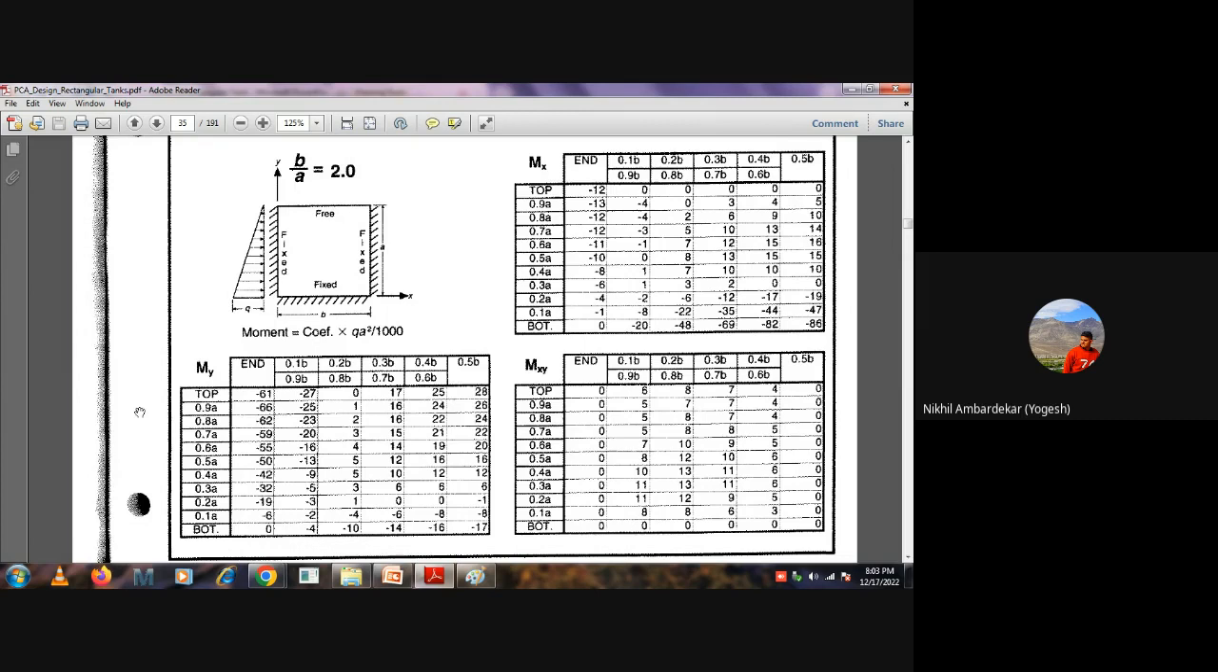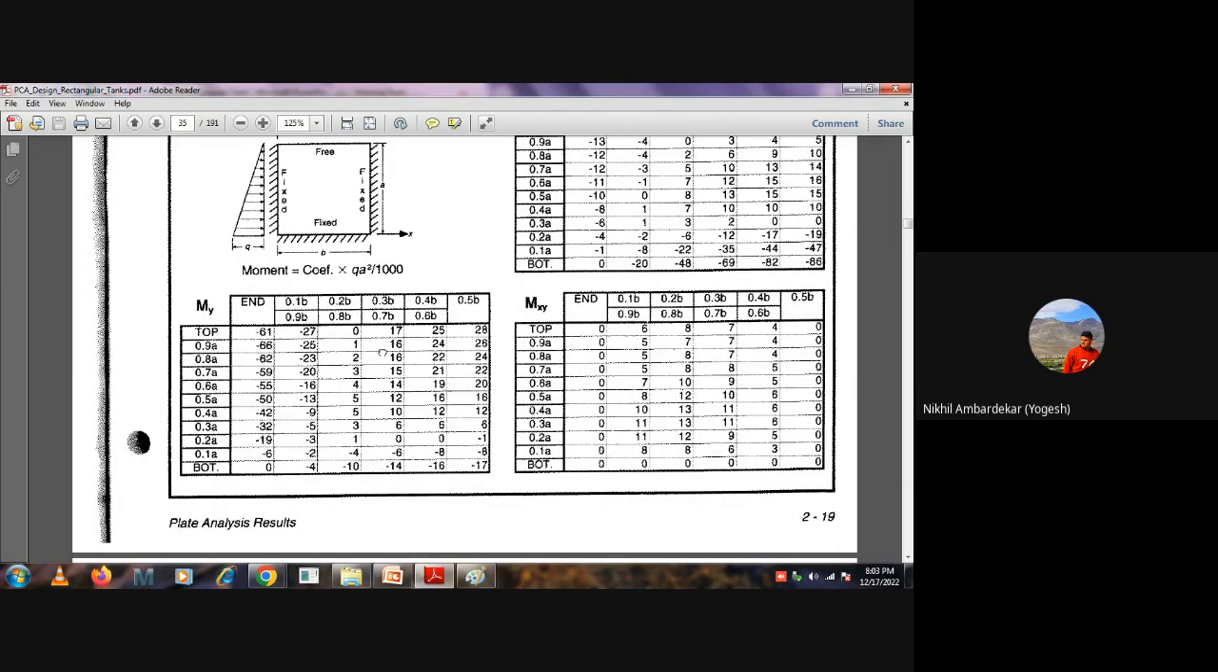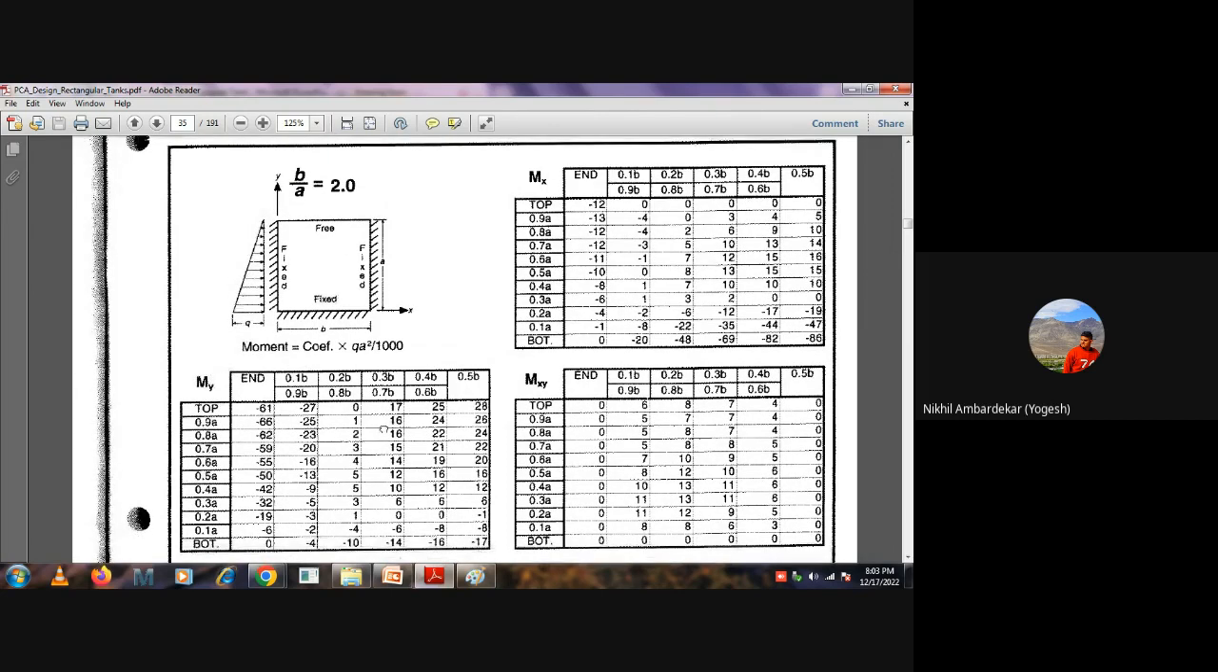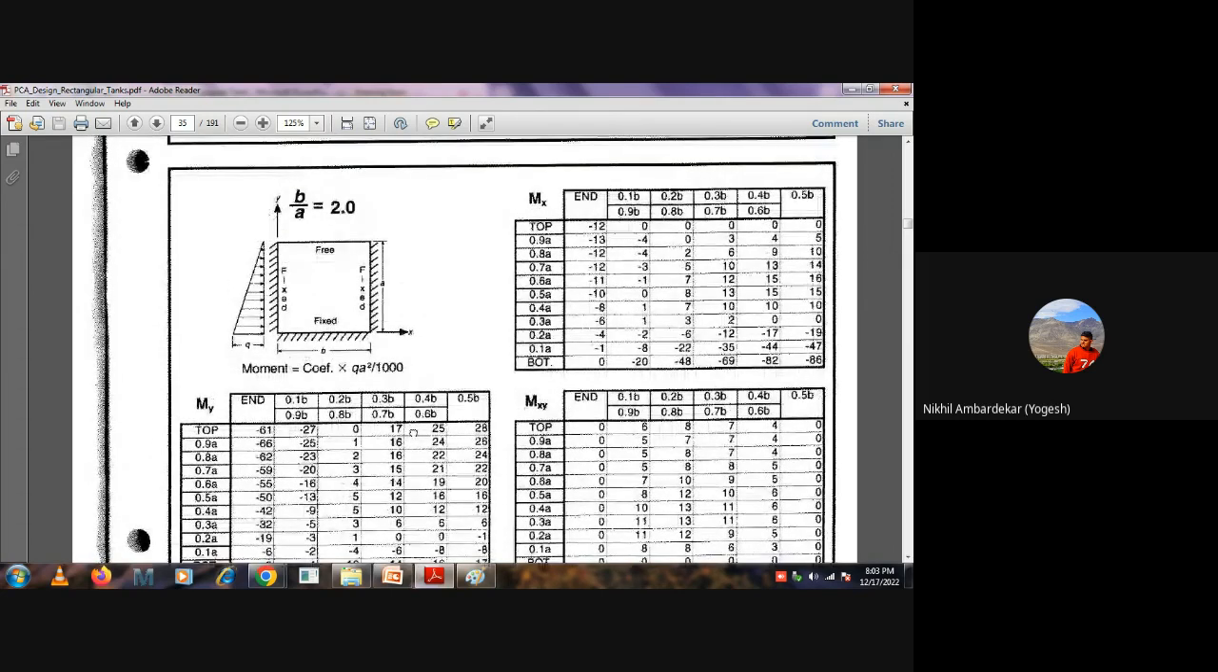What about the base slab design? We will consider that base slab. I will explain it to you in the next session.